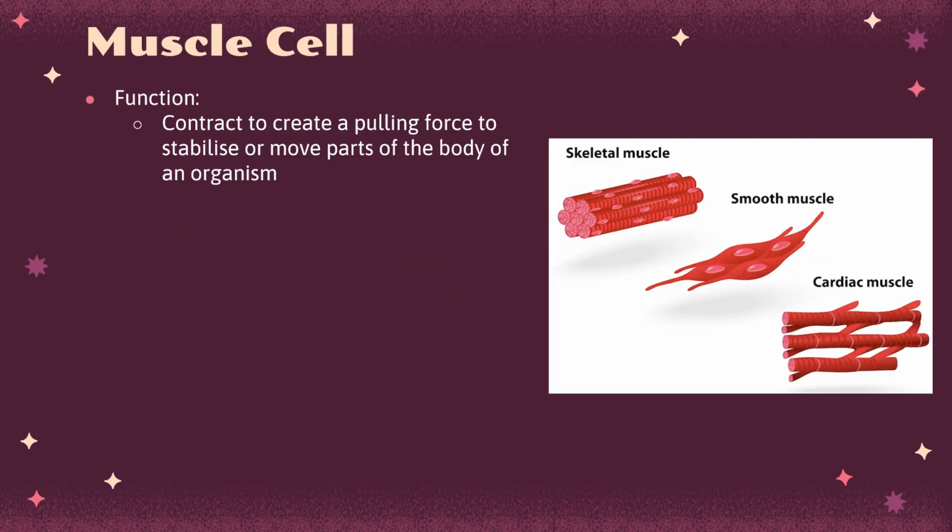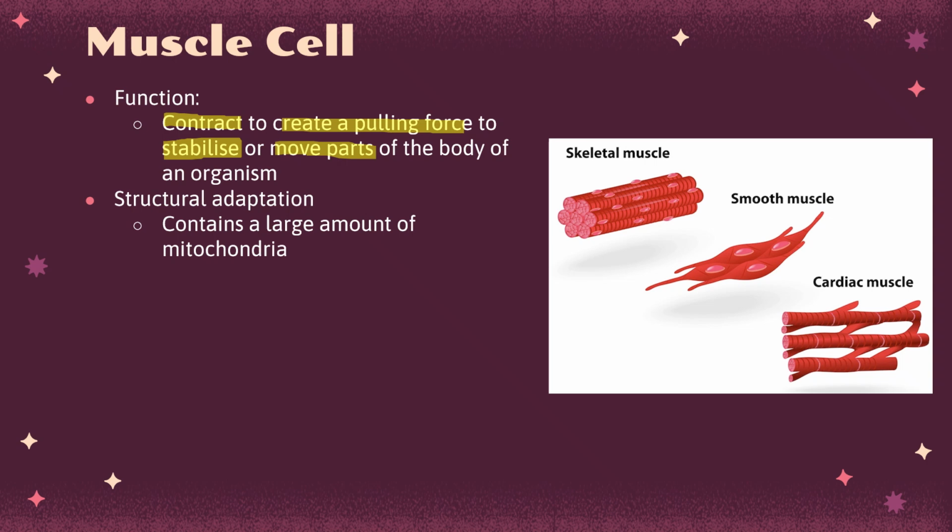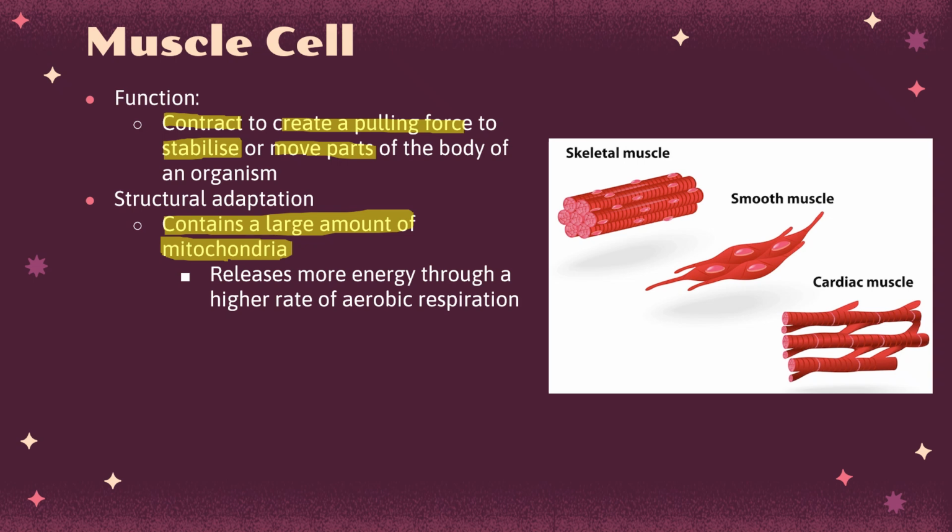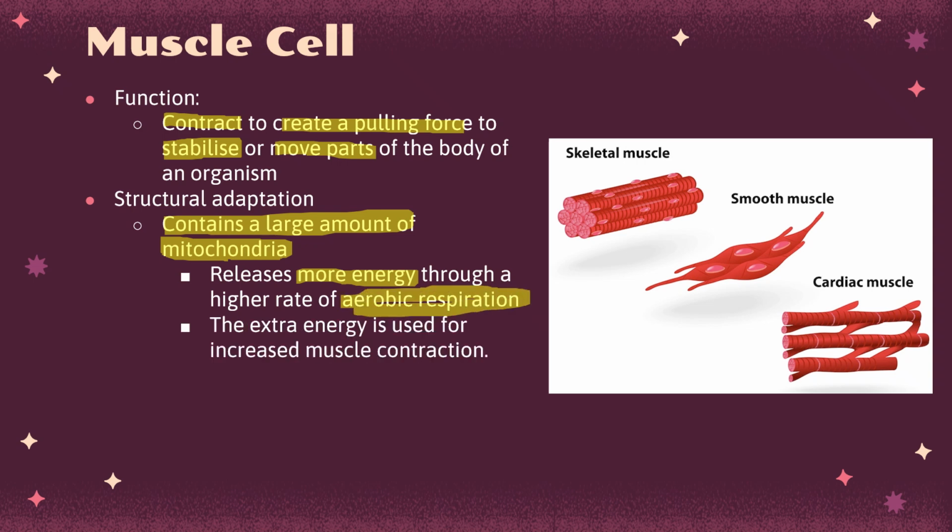For a muscle cell, the function is to contract. This contraction will create a pulling force so that the body or the parts can be stabilized or the parts can be moved. For adaptation, they have only one. They contain a lot of mitochondria. So for a muscle cell, the quantity of mitochondria is more than usual. And because there are more mitochondria, they are able to release more energy through aerobic respiration, so that the muscle cells can work. So this extra energy is used for more muscle contraction.